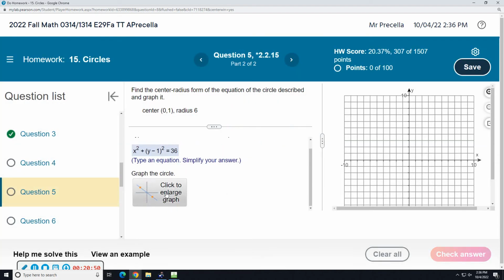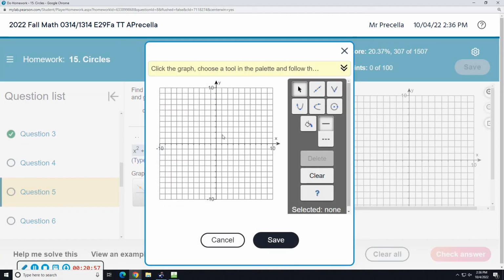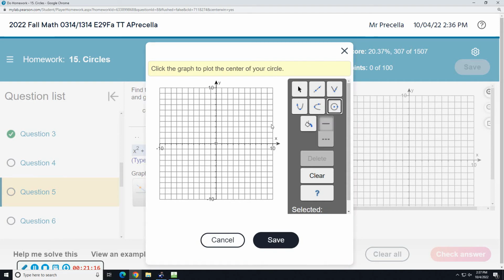And we'll graph it. Once again, you don't use the equation to draw the graph. If you're going to graph a circle, you have to know two things. What are they? The center and the radius. If you're going to draw a circle with an old-fashioned compass, you have to know where to put the sharp point and how far over to move to put the pencil. So I'll click circle.